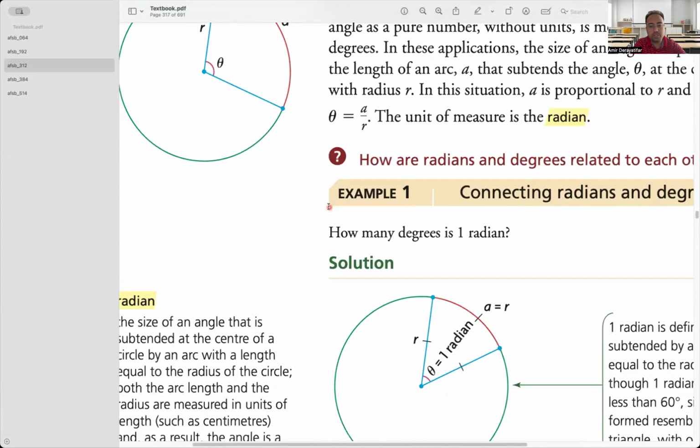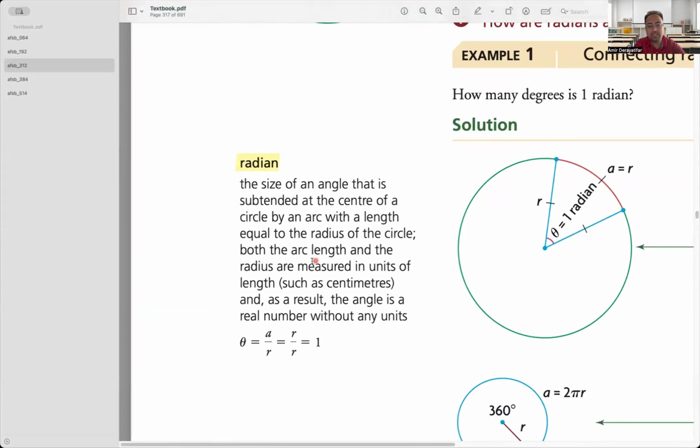So radian, what is a radian? A radian is the size of an angle that is subtended at the center of the circle by an arc with a length equal to the radius of this circle. Both the arc length and the radius are measured in units of length, such as centimeters, meters, feet, inches, whatever. The angle is a real number without any units.